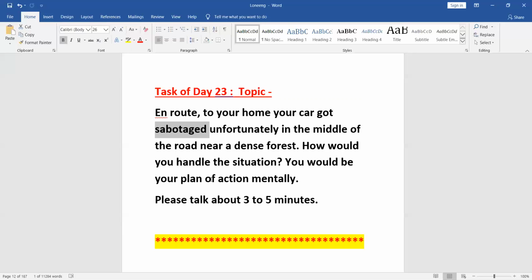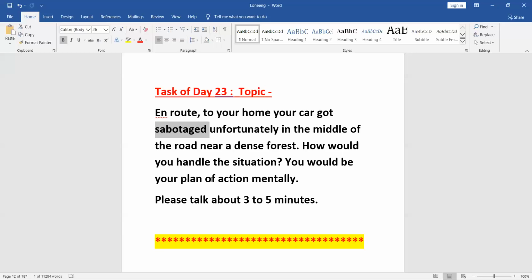So how would you handle the situation? What would be your plan of action? Mentally, at least. Just tell us, even if you have to imagine, if it has never happened to you. We're not trying to judge you, but we want you to think and we want you to start speaking on hypothetical situations.